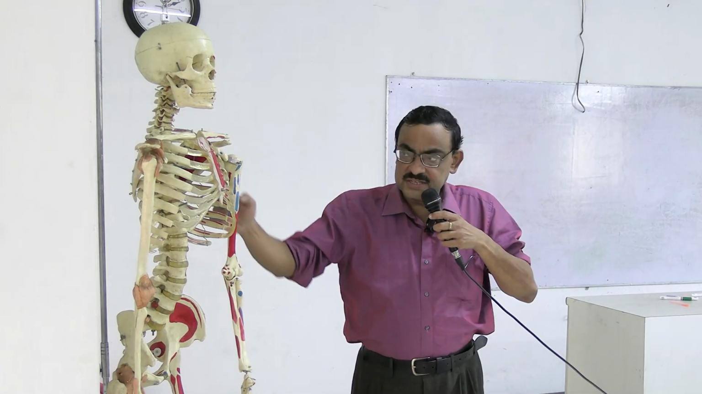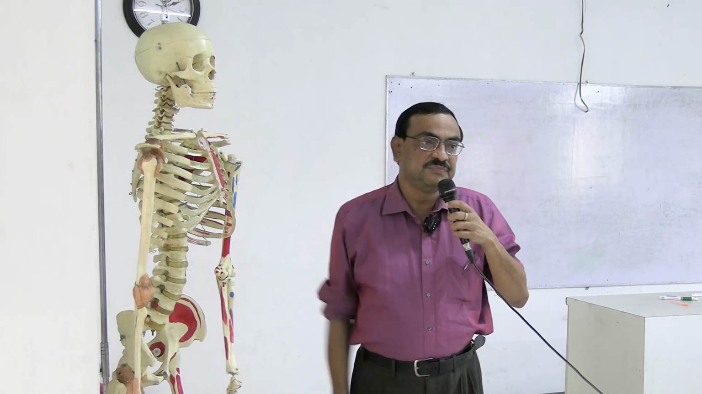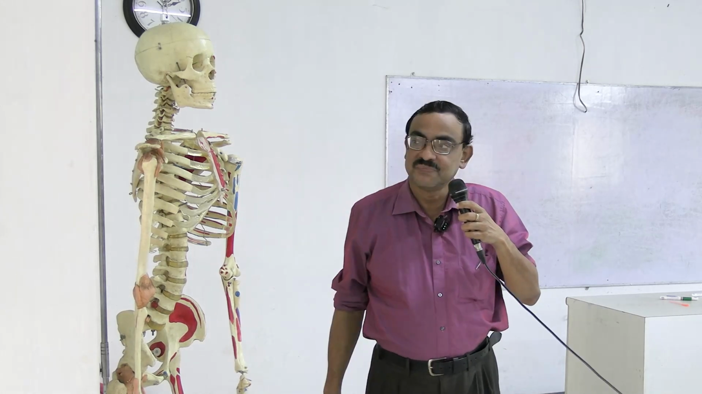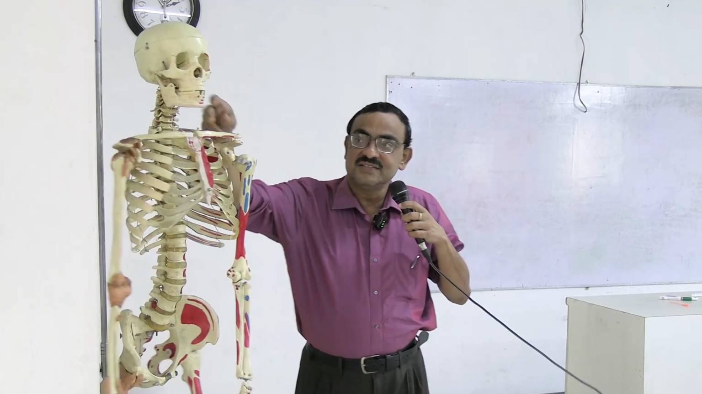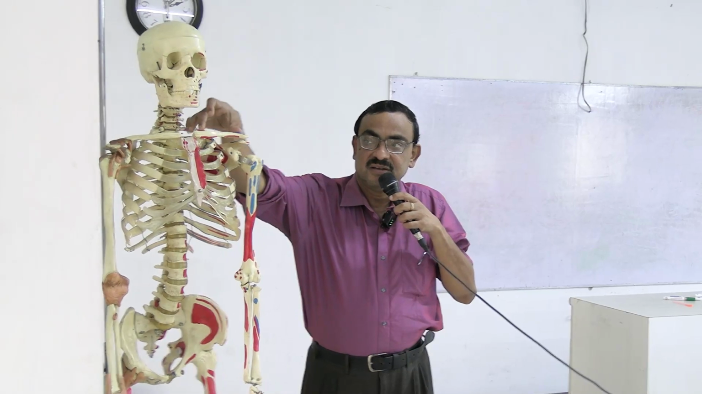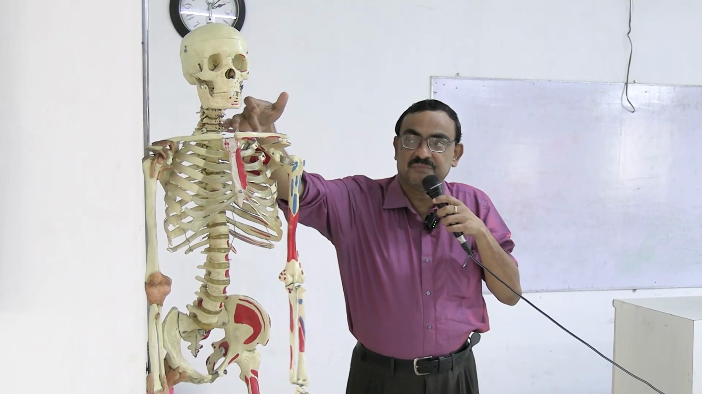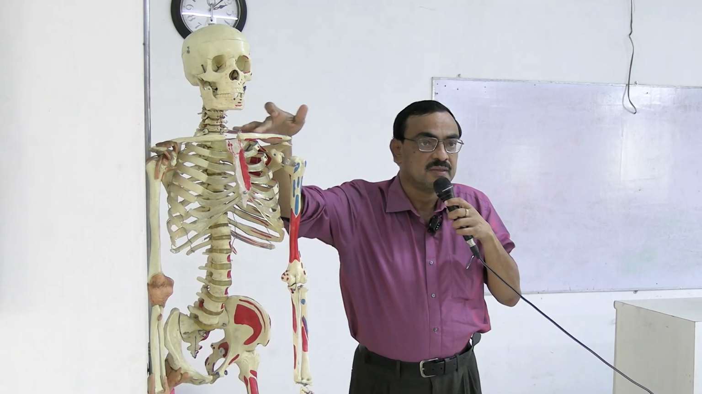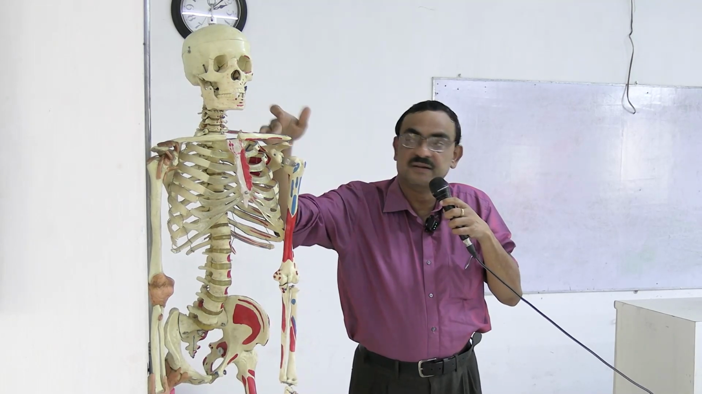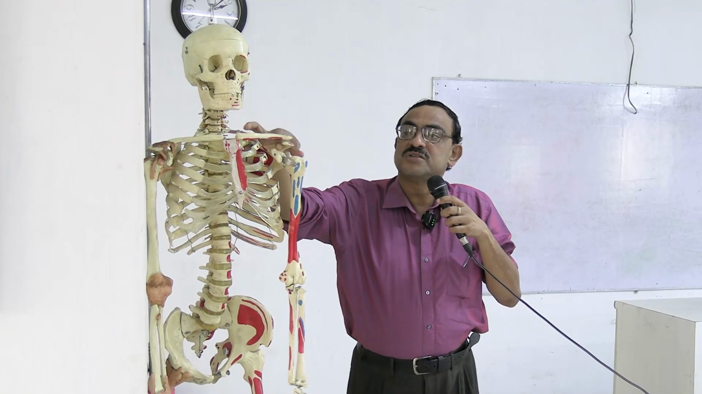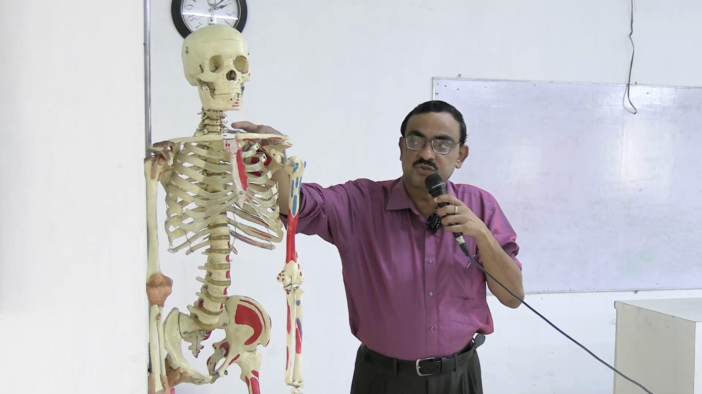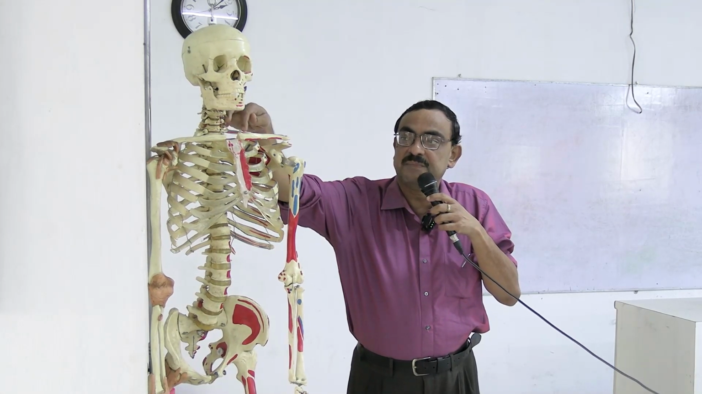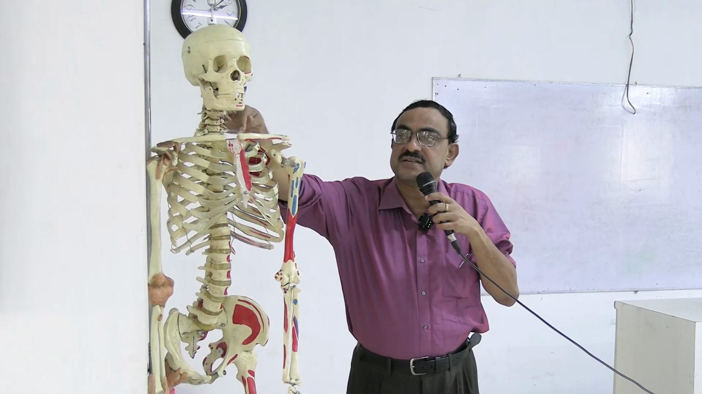So this space is pyramidal. Apex is directed towards the neck and the entry point is, anteriorly, demarcated by the clavicle. Posteriorly it is demarcated by superior border of the scapula and medially by the outer border of the first rib.